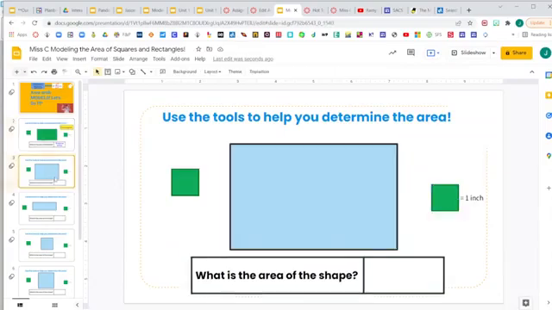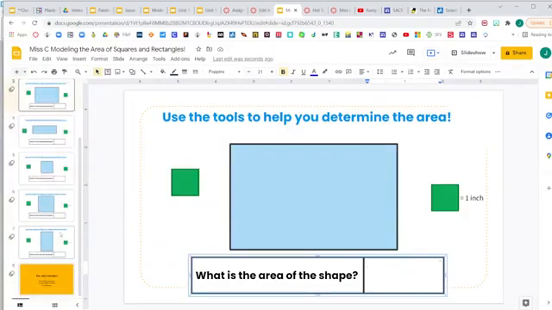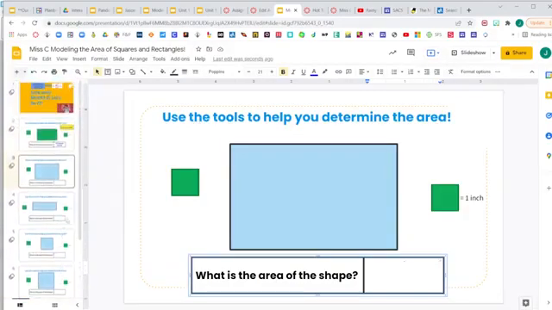So you guys are going to do the same thing for the rest of these rectangles and squares down below. Go ahead and drag the mini square inches over to see how many it takes to fill up the shape. And you're going to type the answer, how many square inches you used, down here in this box below to find the area. Once you finish all of these slides, you are ready to head back to Canvas.